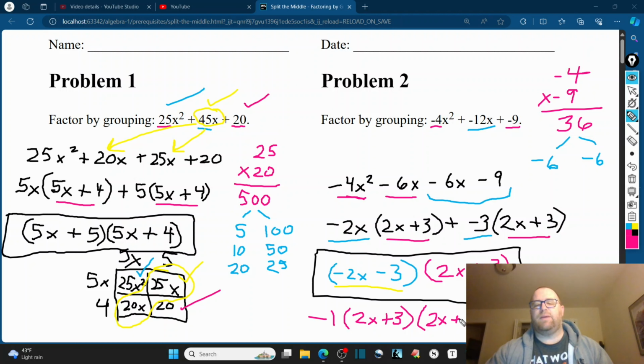And when I multiply something by itself, I can write that something as that something squared. So 2x plus 3 times 2x plus 3, I can write this as -1 times 2x plus 3 squared. Okay? So that's number 2. Hopefully you got it. Let's clear this out and move to 3 and 4.